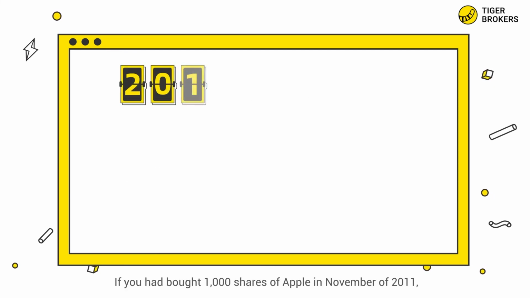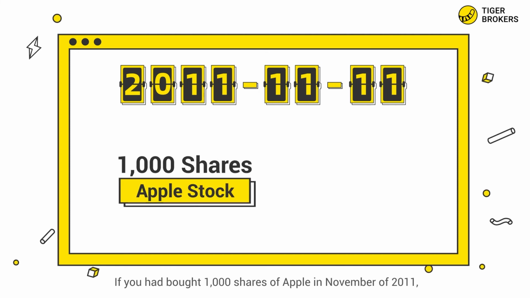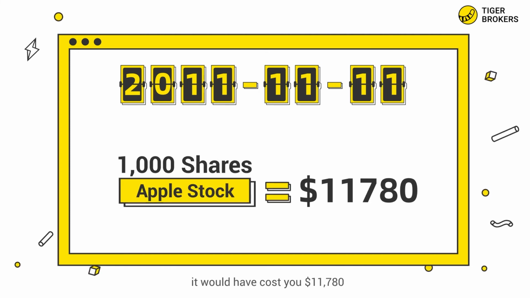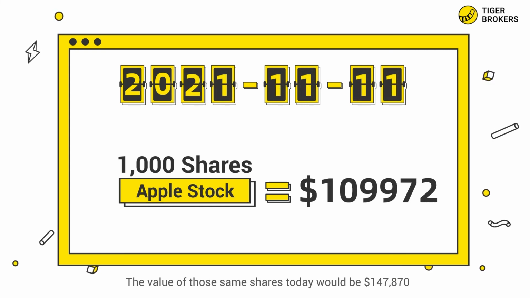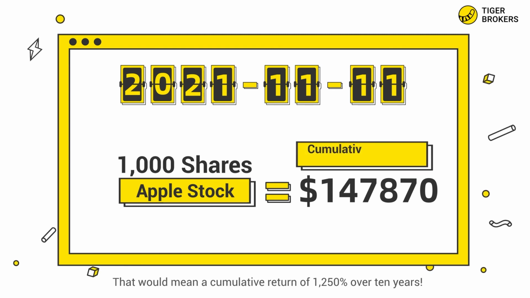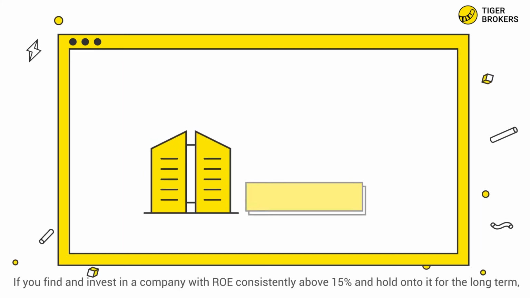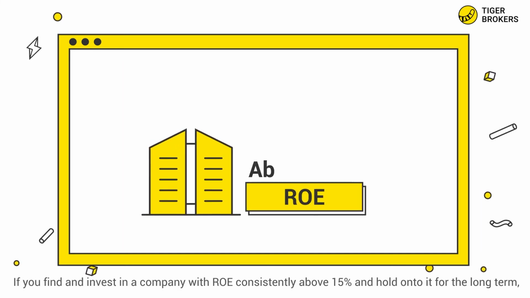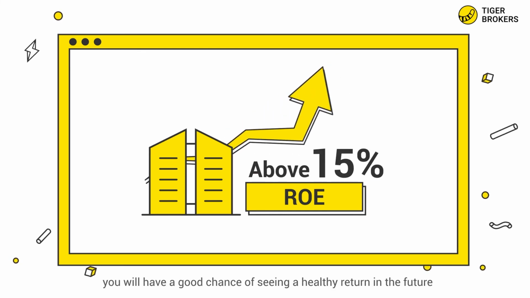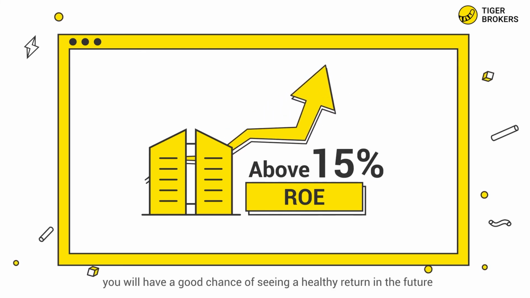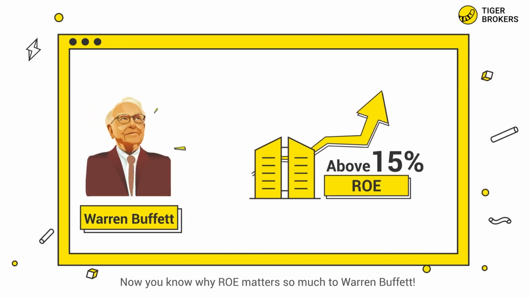If you had bought 10,000 shares of Apple in November of 2011, it would have cost you $11,780. The value of those same shares today will be $147,870. That would mean a cumulative return of 1,250% over 10 years. If you find and invest in a company with ROE consistently above 15% and hold on to it for the long term, you will have a good chance of seeing a healthy return in the future. Now you know why ROE matters so much to Warren Buffett.